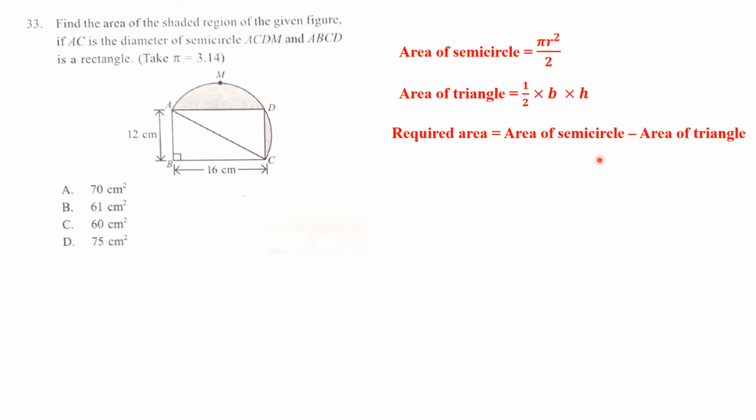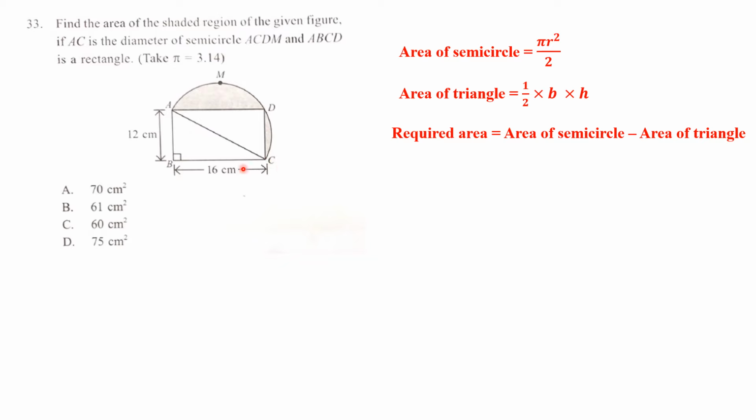Now first you see, to find the area of a semicircle, do you have all the data? So area of a semicircle is pi r square by 2. Pi value is already given, 3.14. R is radius, but radius is not given. It is just mentioned in the question that AC is the diameter, but that diameter's value is also not given. So your first step is to find the value of AC, right?